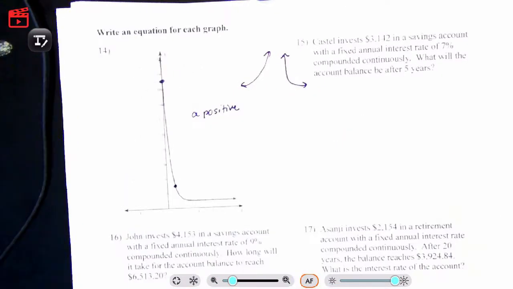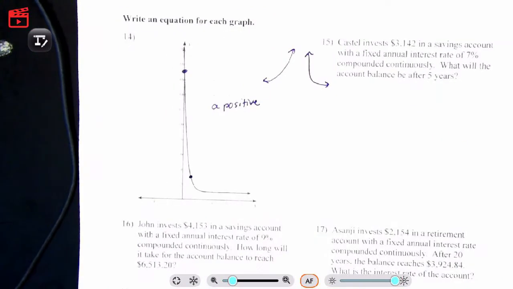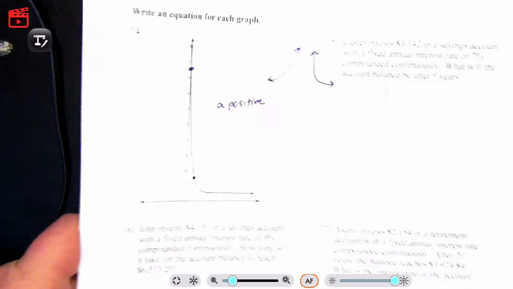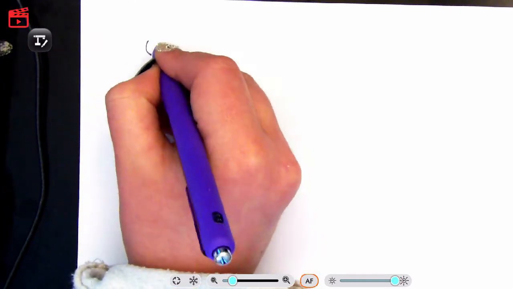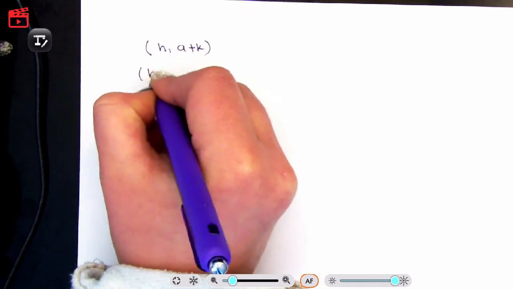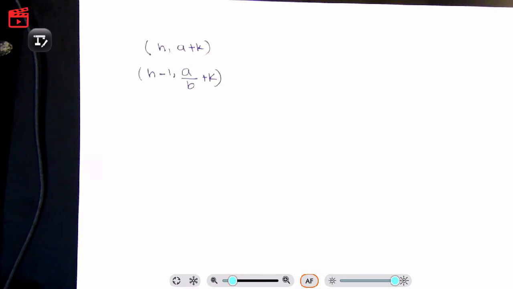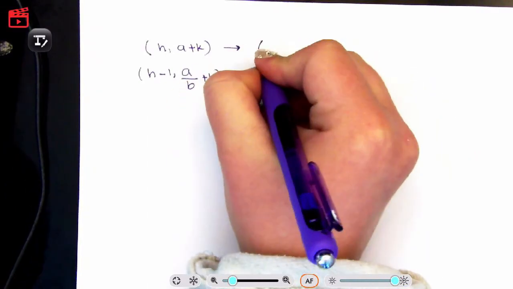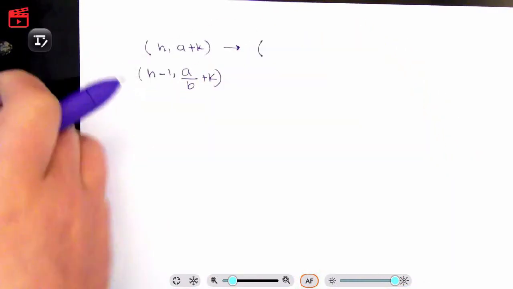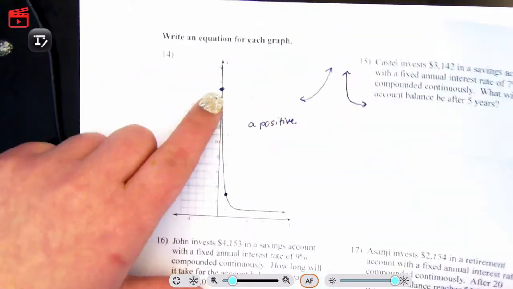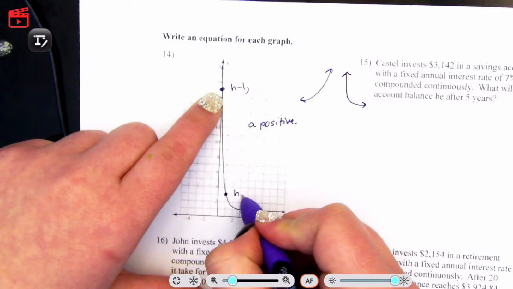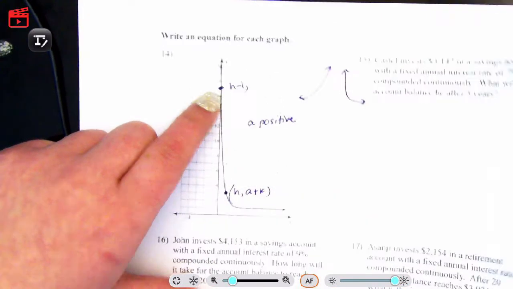I'm actually going to write this a little bit off to the side because it looks like I have a word problem here that will need to take up some space. So I'm going to do this on this side. And again, I am simply looking at this here. So my first point is h comma a plus k. This is a decay. So our secondary point is h minus 1, a over b plus k. And I'm actually going to show you a different way to solve for b instead of using a point on this one. So make sure that you're using the 1, because if we go 1 to the left, this is your h minus 1 point. This is your h comma a plus k point. Make sure you got the correct points.